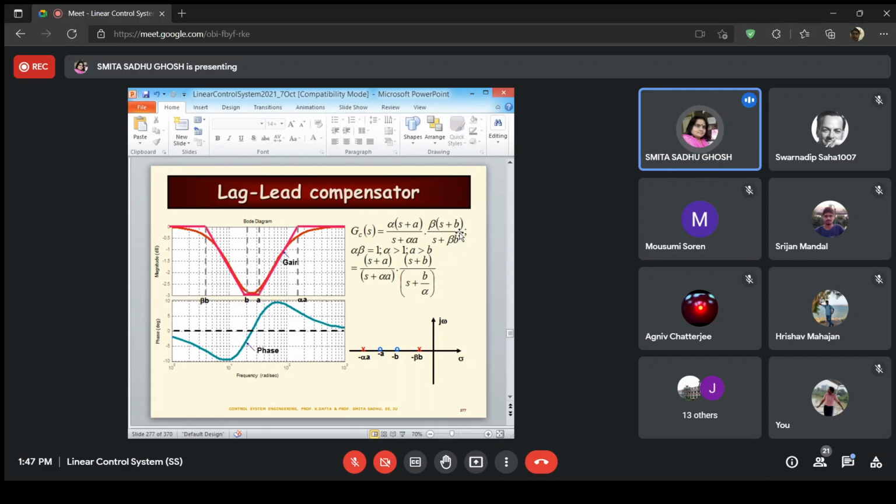Now, of course, at a very low frequency, that is omega tends to 0.